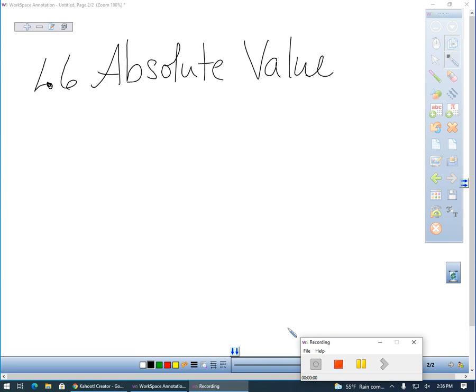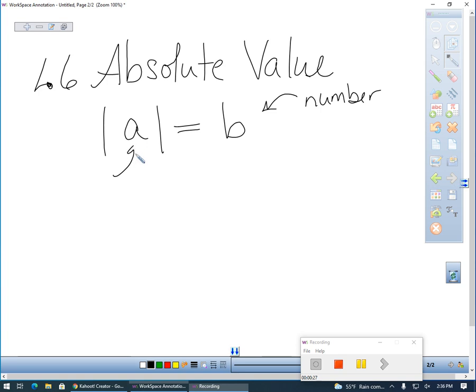Alright, so today we're working with only absolute value equations. So an absolute value equation follows this idea. If I have the absolute value of an expression equal to a number. Again, B is simply a number, and A is an expression.